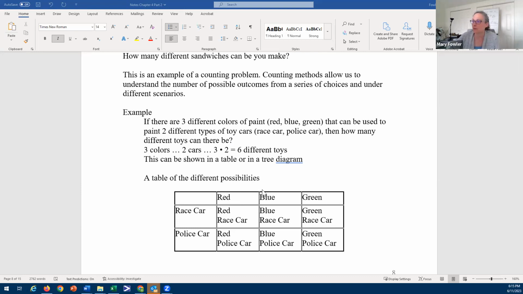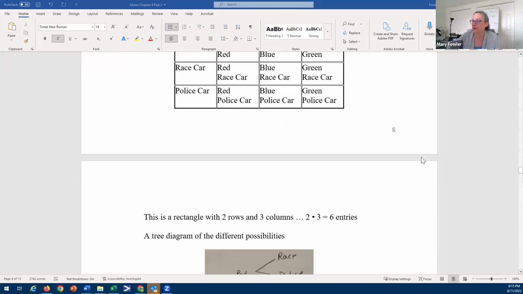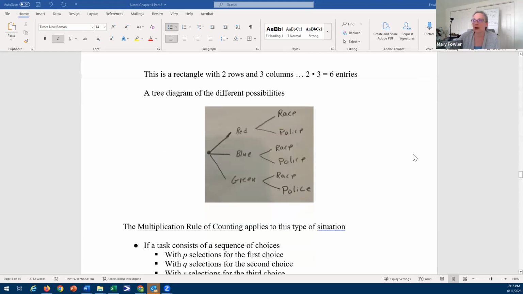So in the table form, we see that it's the number of ways of choosing the color times the number of ways of choosing the car type. We can also look at the same set of choices using a tree diagram. Here we go. The first choice is color, and the second choice is car type. We would end up with the same number, 3 times 2 is 6, if we made the car type first and then the color. But this is how I presented the problem, so that's how I laid it out.